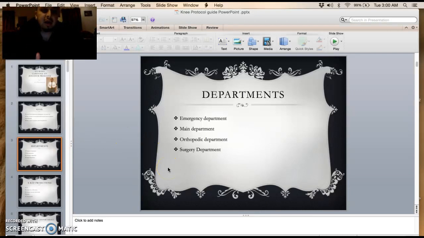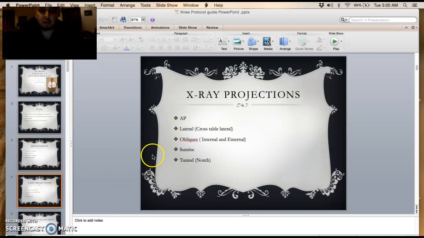The departments we have are the emergency department, the main department, the orthopedic department, and the surgery department. Each department does knee protocols very differently, and some have specialized X-ray projections to show different parts of the knee. So we will be talking about each department here. We'll also be talking about the X-ray projections, and these projections are going to be different with different departments.